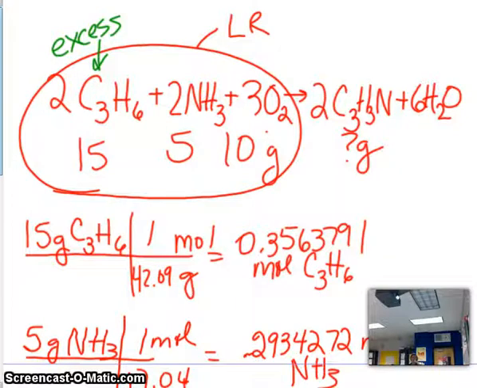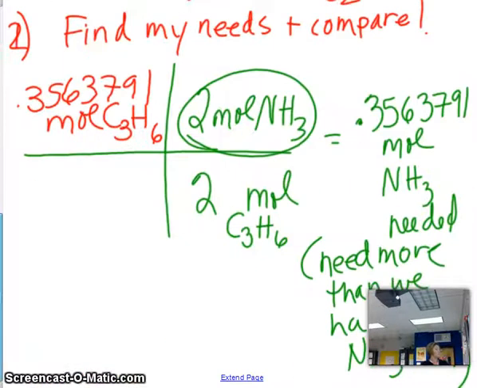So now I need to do a mole-mole. What's that? I need to do another mole-mole between them. Normally there's only 2 reactants. This is just a little more complicated because there's 3. Now we need to do a mole-mole between them to figure out who's going to run out first. So again, I'll start with the NH3.